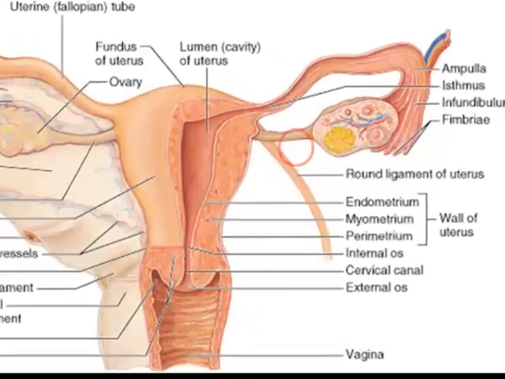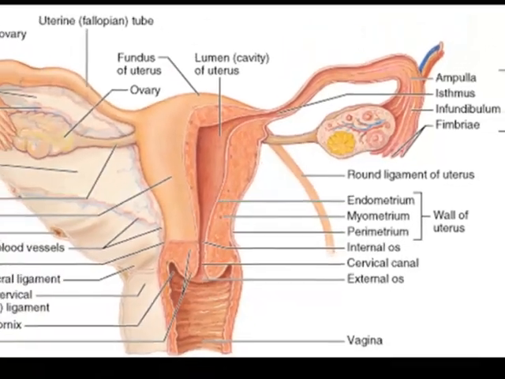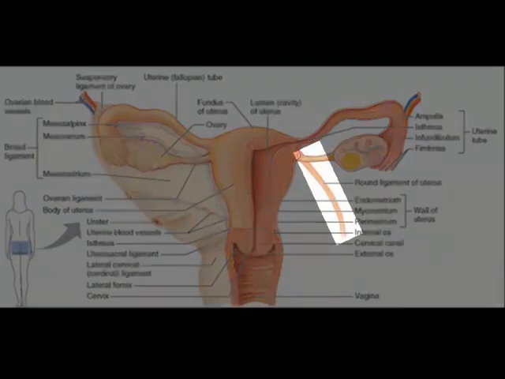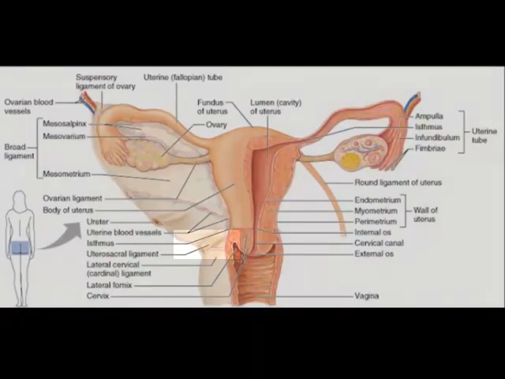We have 3 tissue layers in the uterus. We have the endometrium, which is the innermost layer, the myometrium, that's the thickest middle layer of muscle, and then we have the perimetrium, which is the outer serous layer. As we know, the function of the uterus is to house the fetus and protect it during pregnancy. The uterus is supported by 3 different ligaments. We have the round ligaments, the uterosacral ligaments, and the lateral cervical ligaments.